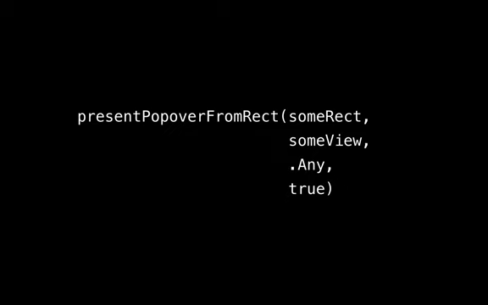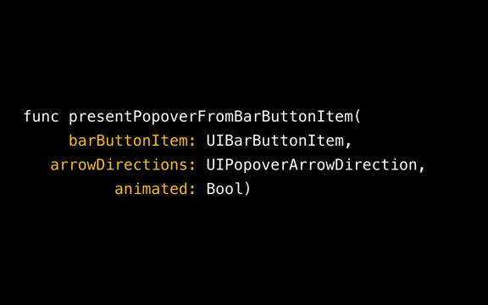Okay, again, not specific enough. Not a really good description of what's happening, right? What's any there? I have no idea. What does true mean? I don't know. I mean, some rect and some view are at least descriptive enough, but that doesn't really help me out if those aren't my variable names, right? If we redeclare, oh, and then we've got present from bar button item, and that just throws the other wrench into it, right? Which is, okay, well, now I got bar button item, but arrow directions and animated are still there.